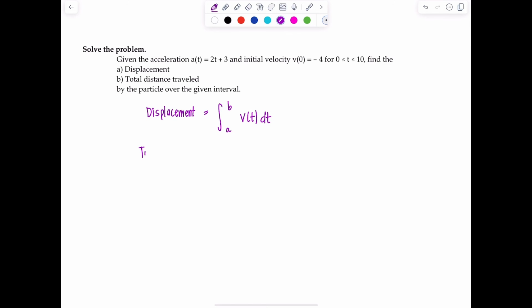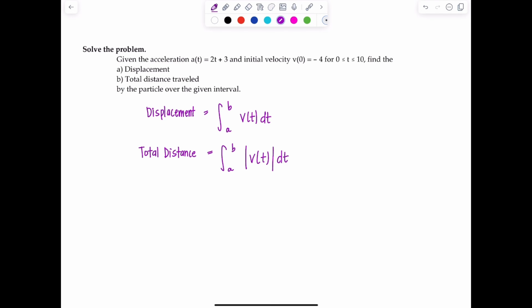When you're trying to find the total distance traveled, the only difference is you still integrate from a to b, but you need to take the absolute value of the velocity function. Why is that? Well, remember, total distance traveled will be different than displacement if the particle changes direction. And so the velocity will indicate the direction of the particle.